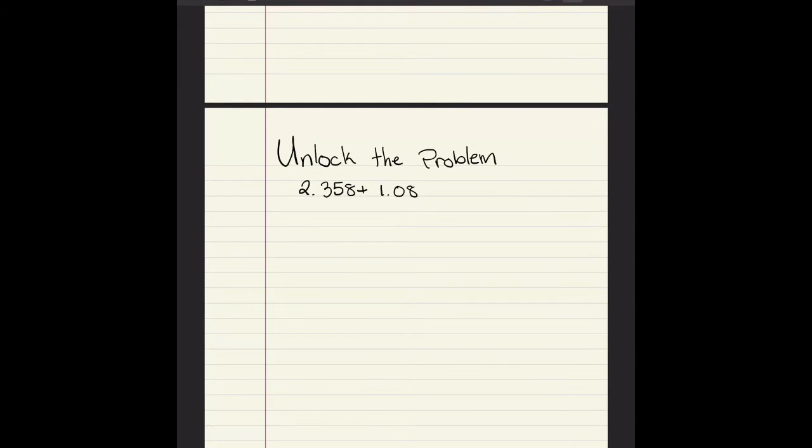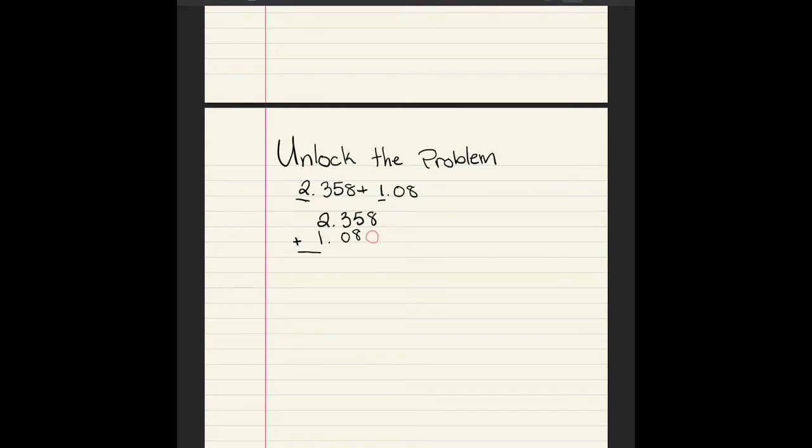All right, unlock the problem. So we're given 2.358 plus 1.08. So I'm going to start off by lining these up. I'm going to rewrite it so it's above each other, one on top of the other. And then I'm going to line my place value. So I have two numbers in the ones place. And I'm going to throw in an invisible 0 here. Because remember, this technically goes on and on and on with zeros.